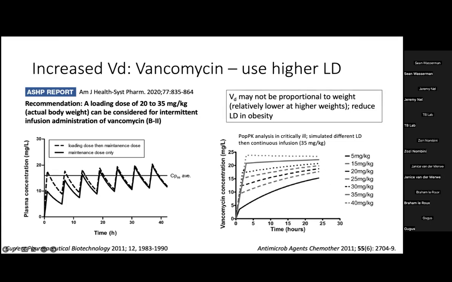Now, important to mention that the volume of distribution might not be exactly proportional to weight, right? It's relatively lower at higher body weights because at higher body weights, most of the weight is made up, in this case, by fat content, so body composition, and vancomycin is a hydrophilic drug. And so most of it will remain inside the vascular space. And so remember, at higher weights, the loading dose needs to be kind of proportionally reduced. Otherwise, you could cause toxicity.